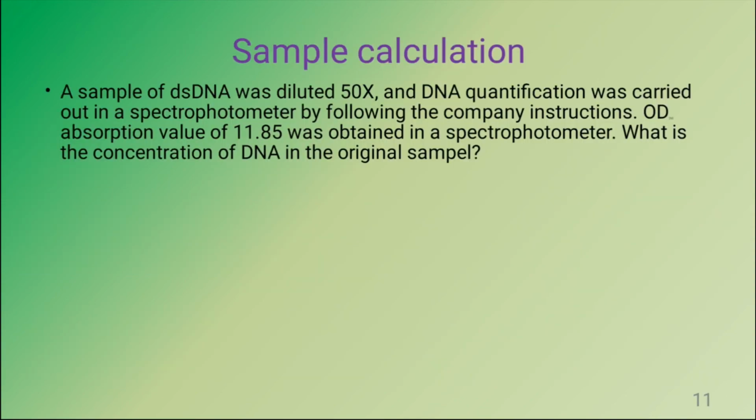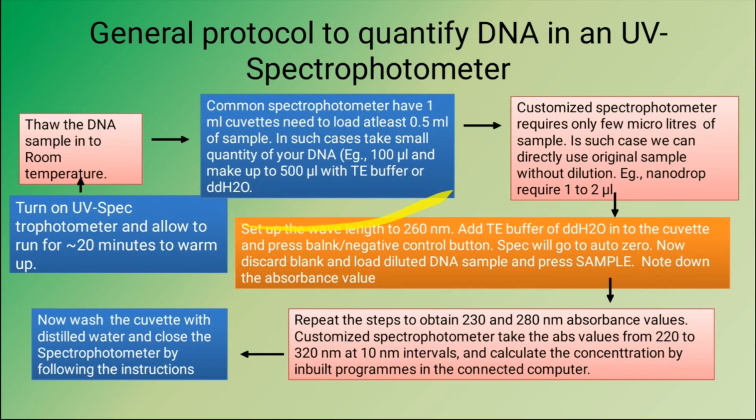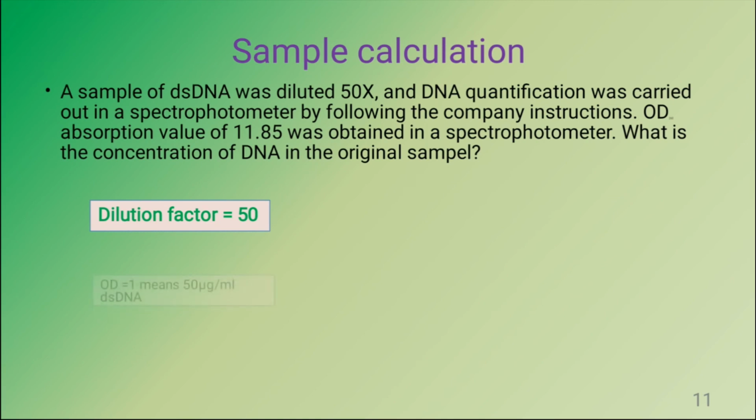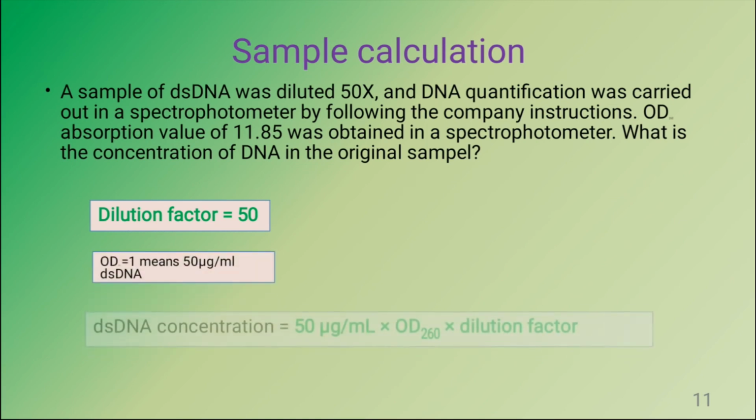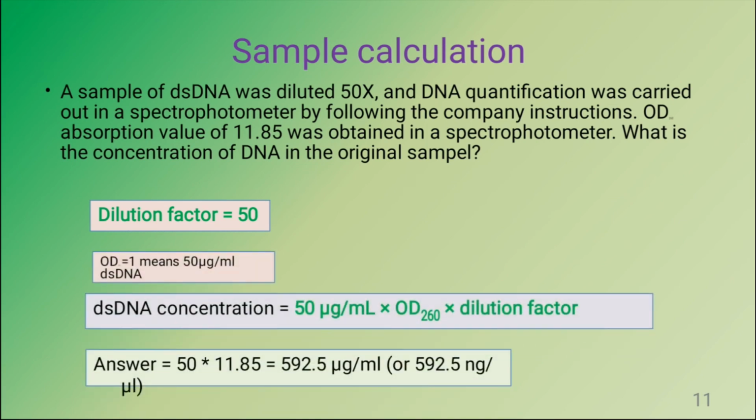As a sample calculation, a double-stranded DNA was diluted 50x and its 260 nanometer absorbance was obtained in a spectrophotometer. The absorbance value is 11.85. What will be the concentration of DNA present in the original sample? For that, first we have to note down that the dilution factor is 50 and 1 OD means 50 micrograms per ml in the case of double-stranded DNA. So DNA concentration is 50 multiplied by OD value multiplied by dilution factor.